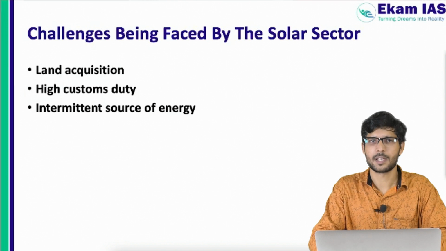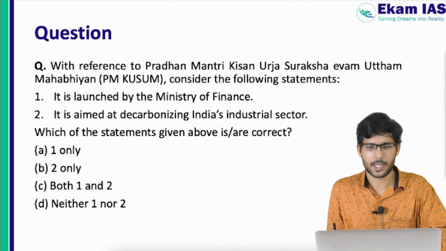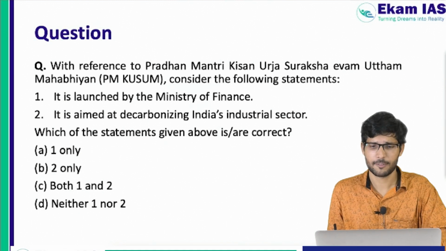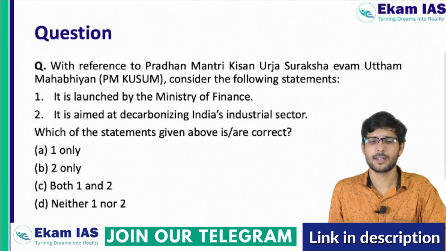So with this, the session is over, and now we'll be dealing with a question. The question is, with reference to the Pradhan Mantri Kisan, that is PM Kusum scheme, consider the following statements. It is launched by the Ministry of Finance, and it is aimed at decarbonizing India's industrial sector. Which of the above statements are correct?